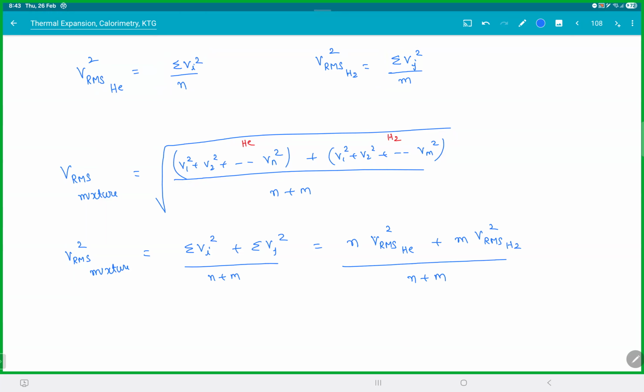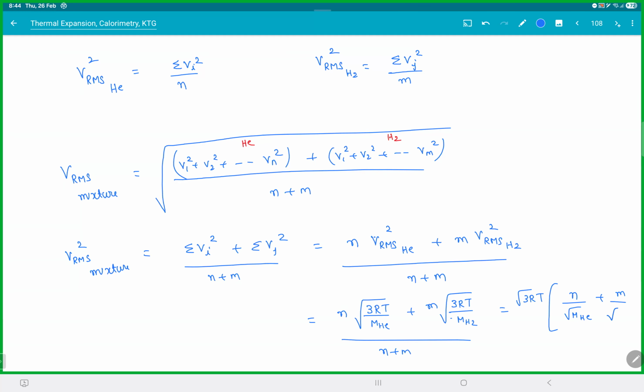Can you see the formula here? Now, if you try to substitute the VRMS value here, this is the actual relation between them. If you actually put the values, you will end up with root over 3RT by molecular weight of helium, n into that, plus m into root over 3RT by molecular weight of hydrogen, by n plus m. So if I take root 3RT common, you end up with n by root molecular weight of helium plus m by root molecular weight of hydrogen, by n plus m.